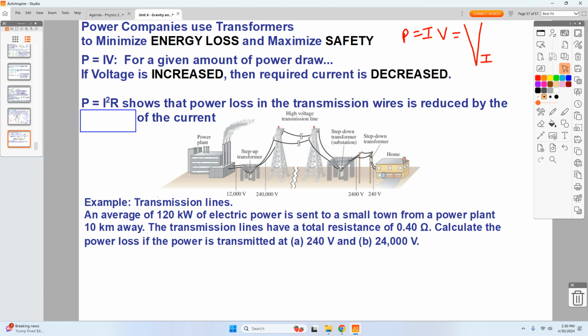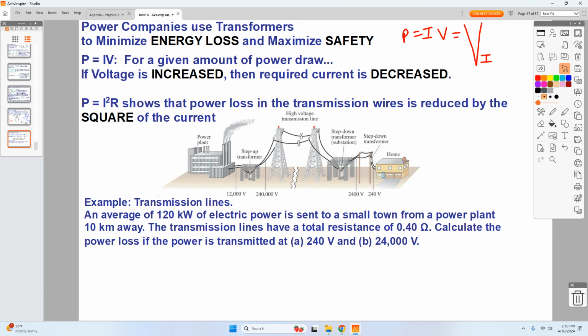Now, how you can understand the energy loss is I'm going to go back to the equation P is equal to I squared times R. Do you guys remember this is one of our equations for calculating power? I have multiple equations for power. This one shows you that increasing the voltage will decrease the current. This one shows you that I squared R shows power loss in the transmission is reduced by the square of the current. If I can make the current small, I can reduce energy loss in those wires.